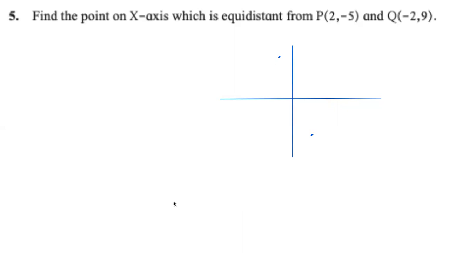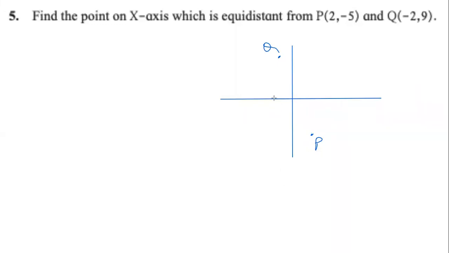So the line segment, we need to find a point. So this is our P and this is our Q. Now if you imagine a line segment joining these 2 points, so this is the line segment, but we don't need the line segment. What we need to find out is something else. We need to find out a point on x-axis.